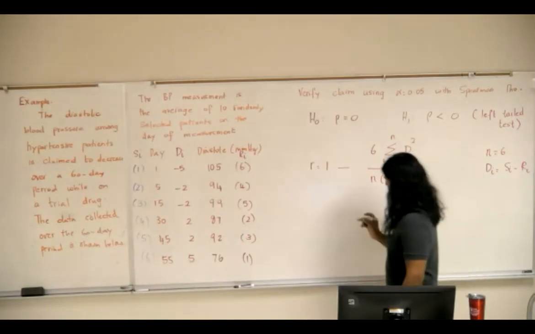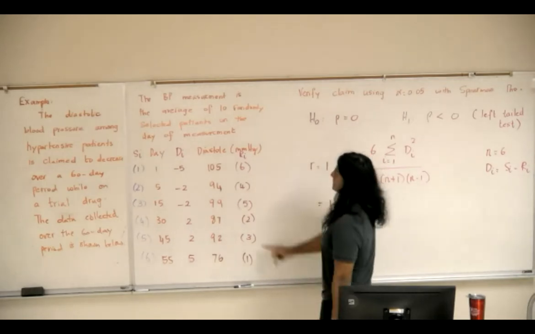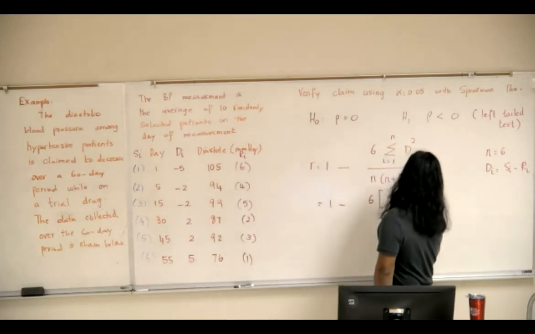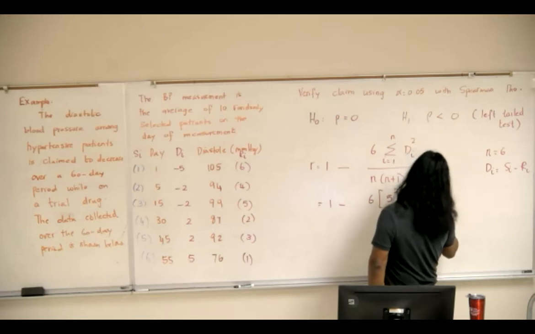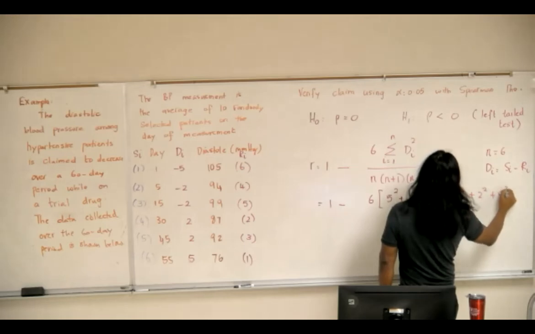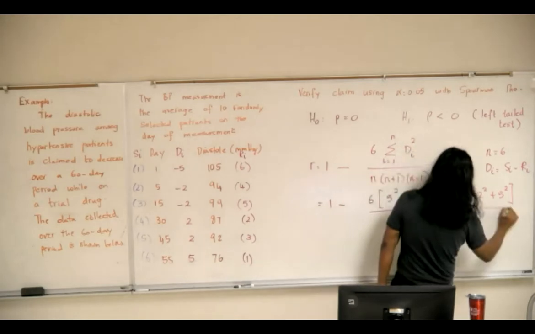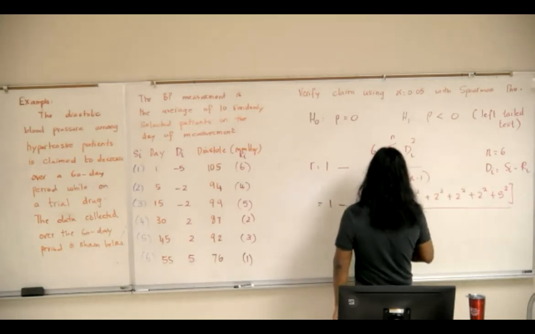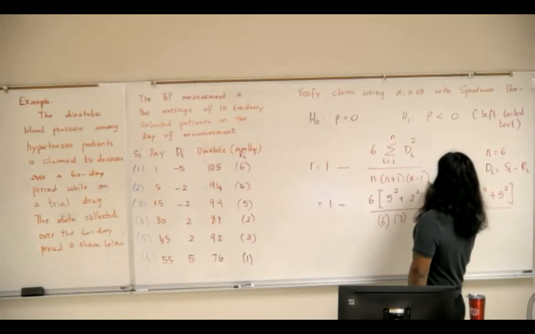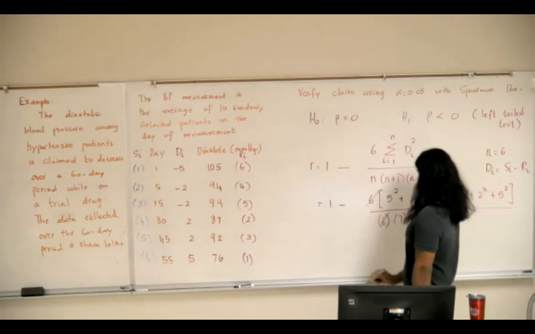Good. So back over here, 1 minus 6 times negative 5 squared, which is just 5 squared, plus 2 squared, plus 2 squared, plus 2 squared, plus 2 squared, plus 5 squared, divided by n, which is 6, times 6 squared minus 1. Those terms will cancel.